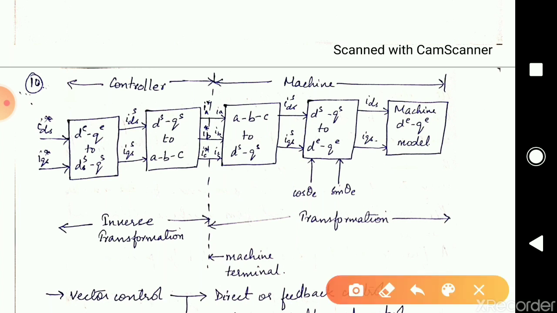After that, you will be carrying out Park's transformation. That is, the two-phase stationary reference frame is converted into a two-phase synchronously rotating reference frame, and we can find out the two-phase synchronously rotating frame of the particular machine. That is how the synchronous speed of the machine is at present. We can know that. Accordingly, we can calculate the speed of the induction machine.